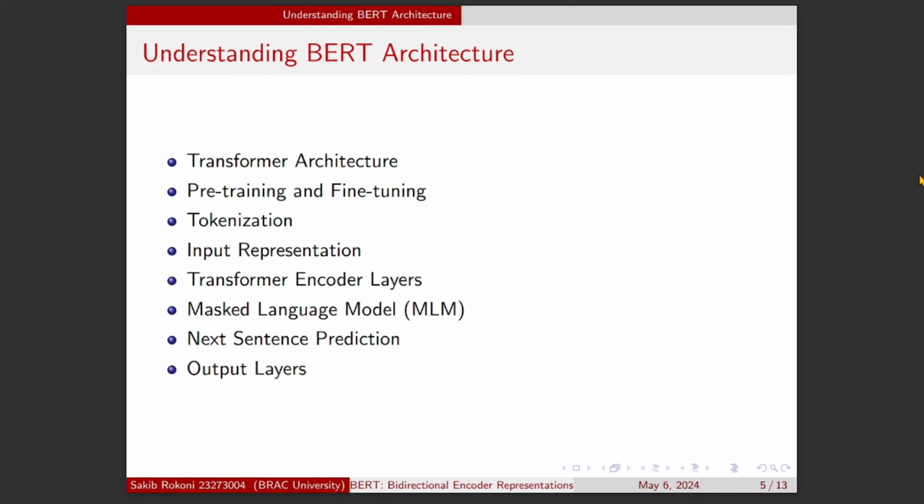Pre-training and fine-tuning. BERT is pre-trained on a large amount of text data using two unsupervised learning tasks: masked language model, which is MLM, and next sentence prediction, which stands for NSP. After pre-training, BERT can be fine-tuned on specific downstream tasks with labeled data, allowing it to adapt the representation to the task at hand.